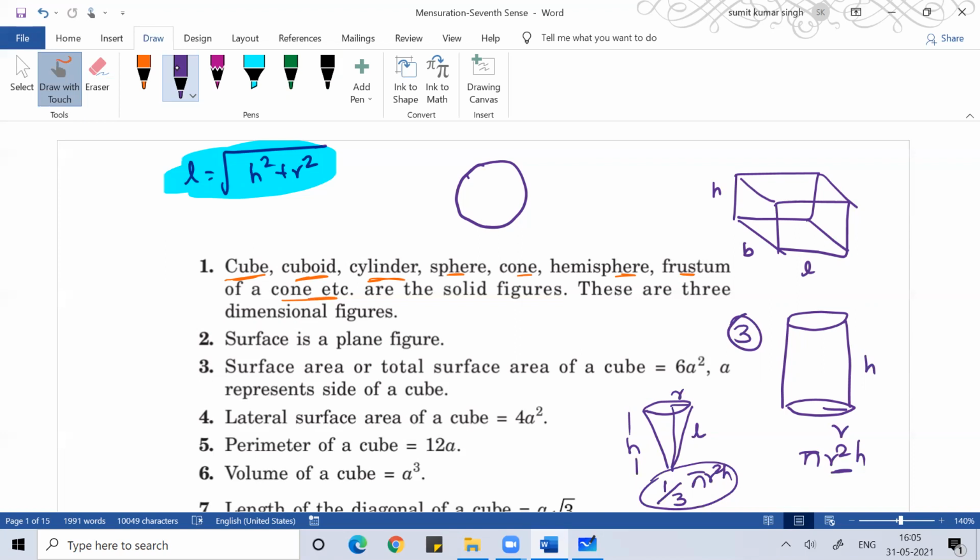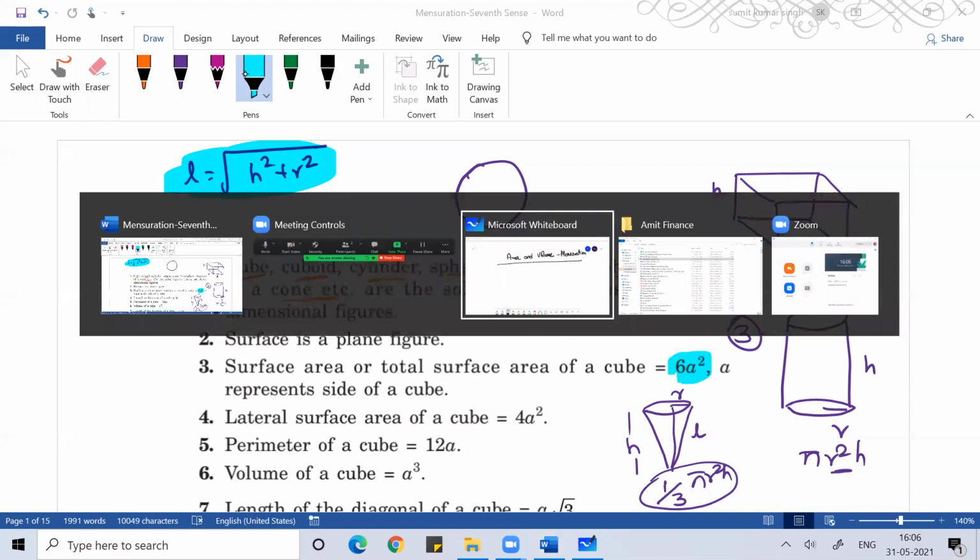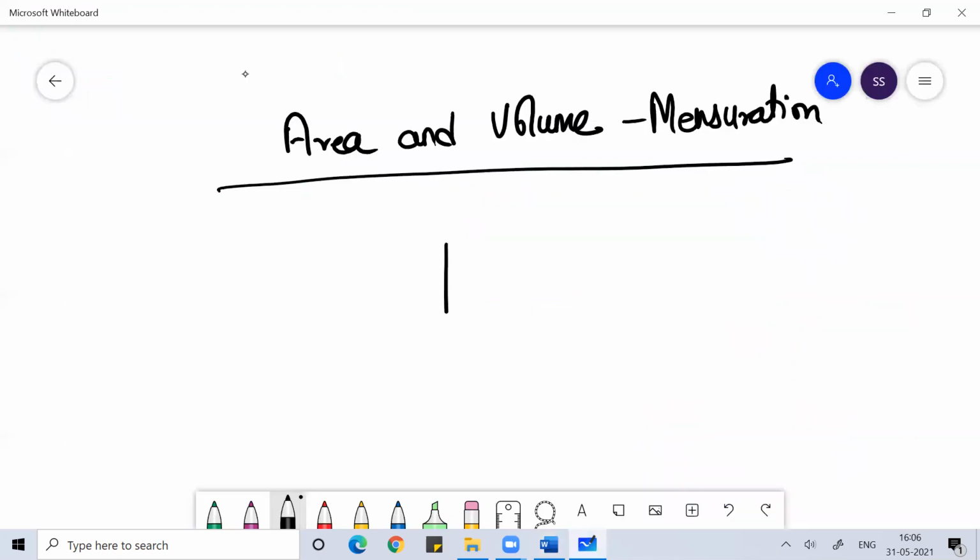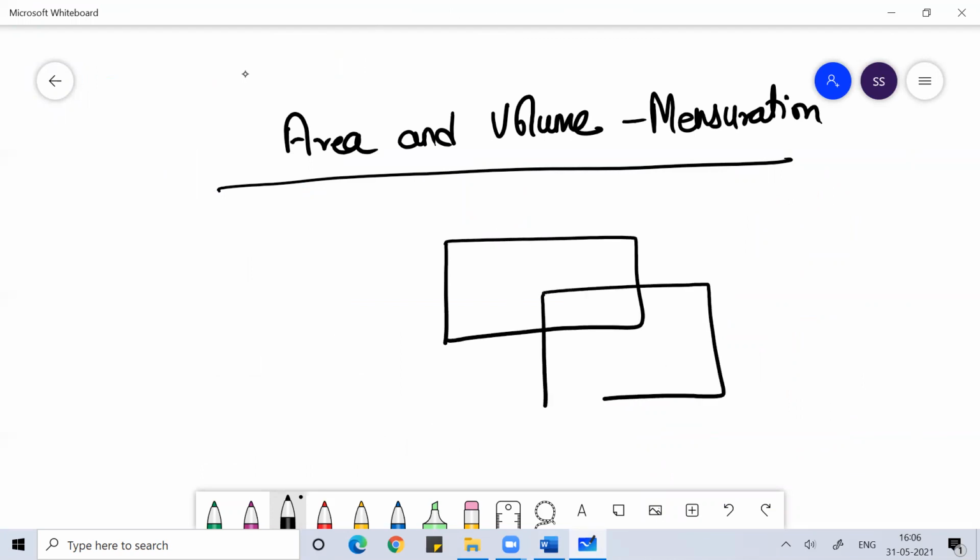Now, what is surface? Surface is a plane figure. The total surface area of a cube is 6a square. How do you derive this formula, 6a square? When we say rectangle, the rectangle area is length into breadth. You know the rectangle area.